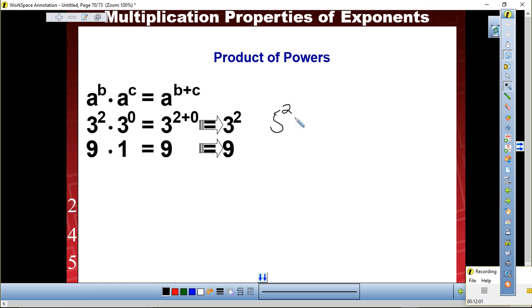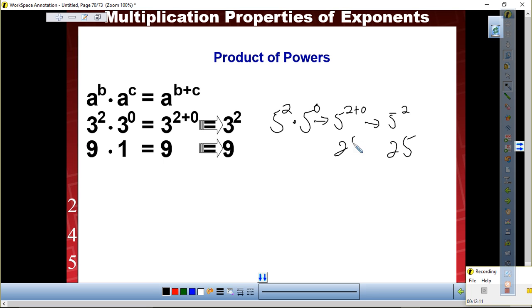5 to the second times 5 to the 0 is the same as 5 to the second plus 0, which is still 5 to the second. What is 5 to the second? 25. This is still 25. Times what gives me 25? Tell your neighbor, by looking at this rule, by implication, what would be a general rule for that? Talk it over with your neighbor.